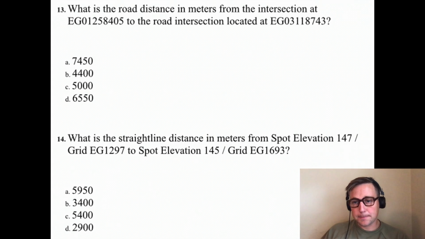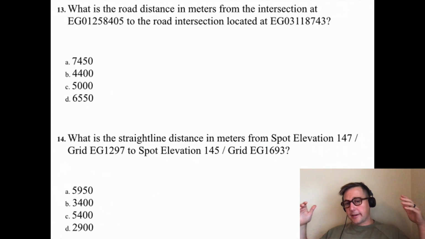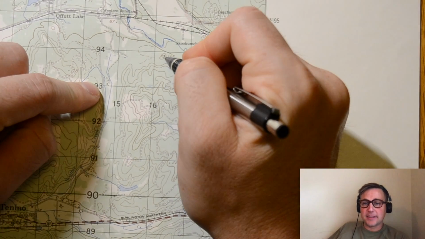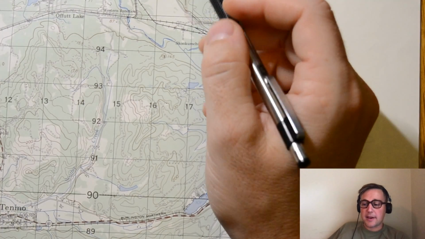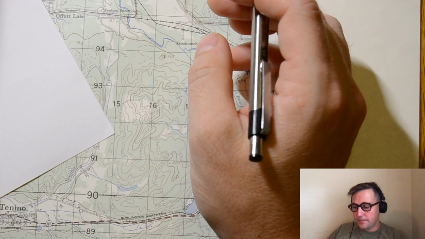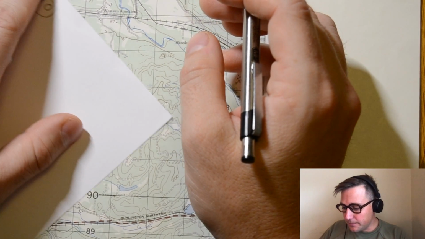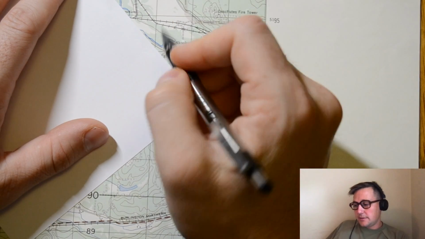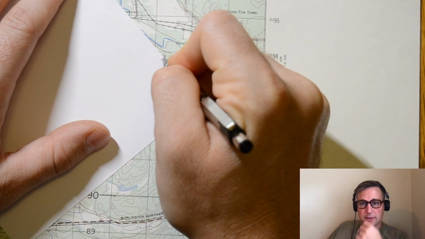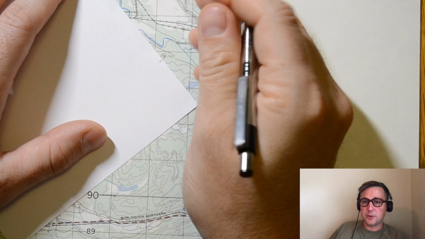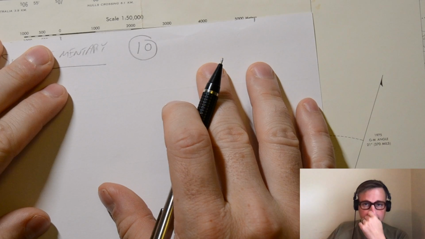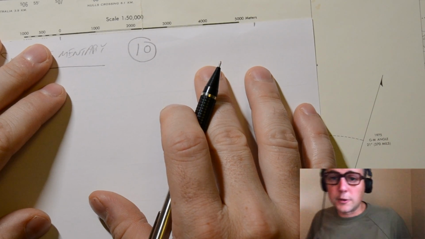Straight line distance. This one again, hey, give me a break, all right? I'm doing the best I can with this. I didn't get it completely on the camera, but you have spot elevations, 147 and then 145. They give you the 8-digit grid for those. You find them, you mark them, just like before with the intersection. Now you're just doing straight, so it's straight line, so it's like skipping one step.